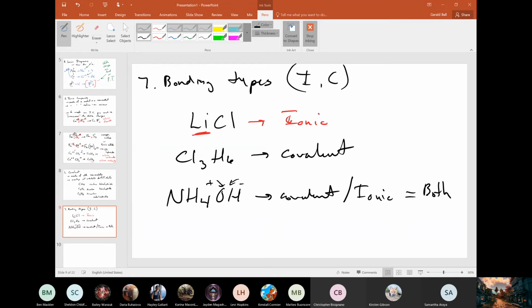At this point I always throw in a trick. I say, you've got argon. What type of bond does it have? Well, it's only one atom. It doesn't have a bond. You need 2 atoms for there to be a bond. So that was some classifying there.